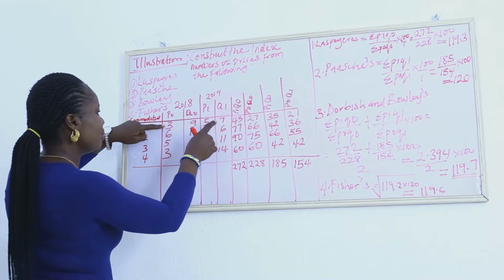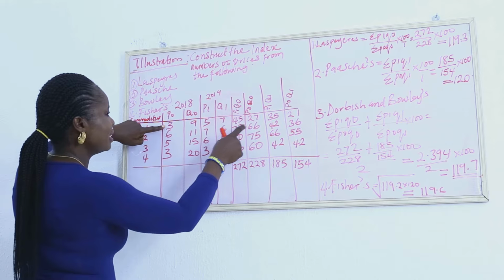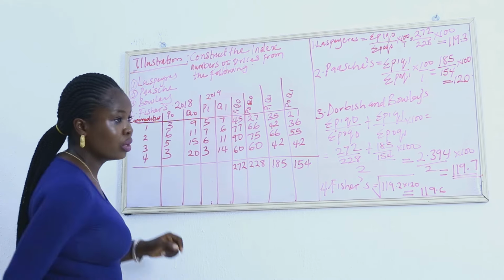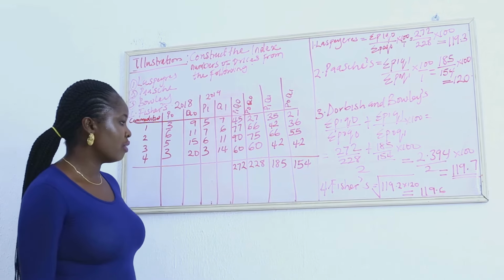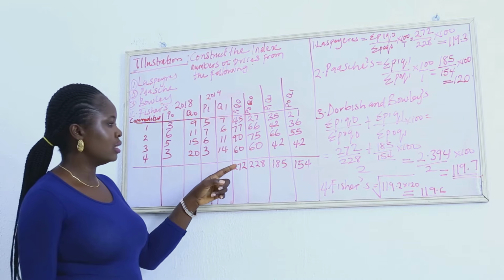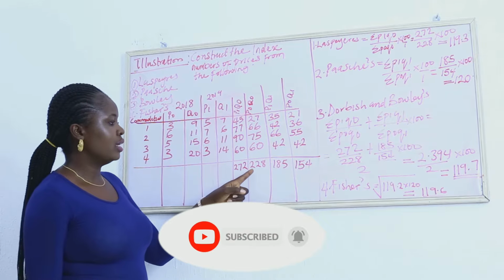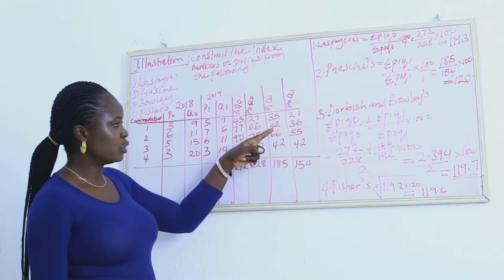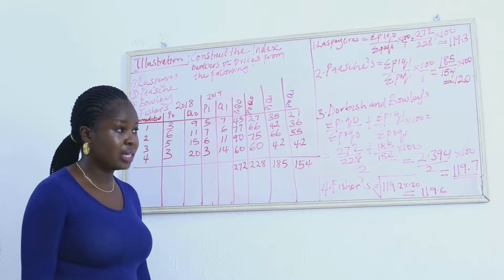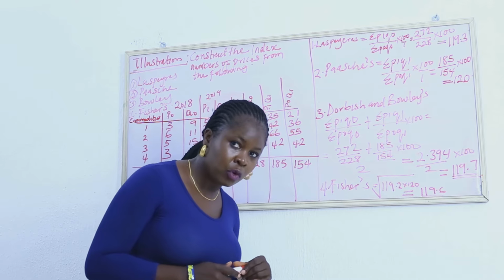Then the last one says P0 Q1: 3 times 7, 21. 6 times 6, 36. 5 times 11, 55. 3 times 14, 42. And looking at the formula, the total for all: 45 plus 77 plus 90 plus 60 is equals to 272. Then 27 plus 66 plus 75 plus 60 is equals to 228. Then 35 plus 42 plus 66 plus 42 is equals to 185. Then the last one, 21 plus 36 plus 55 plus 42 is equals to 154.